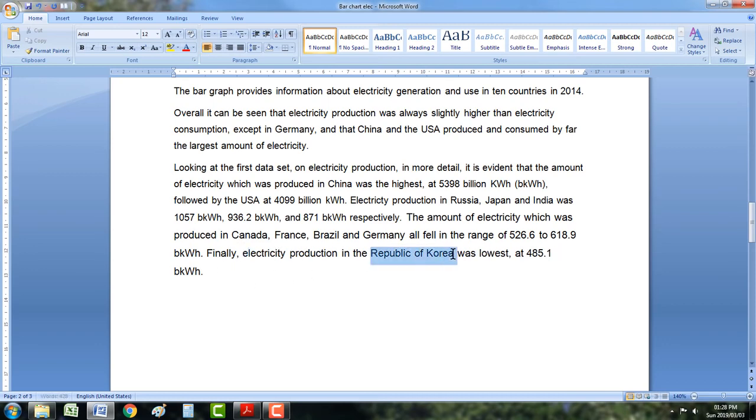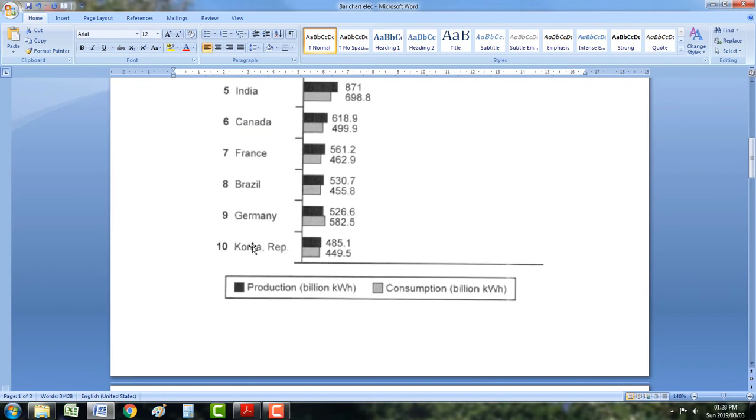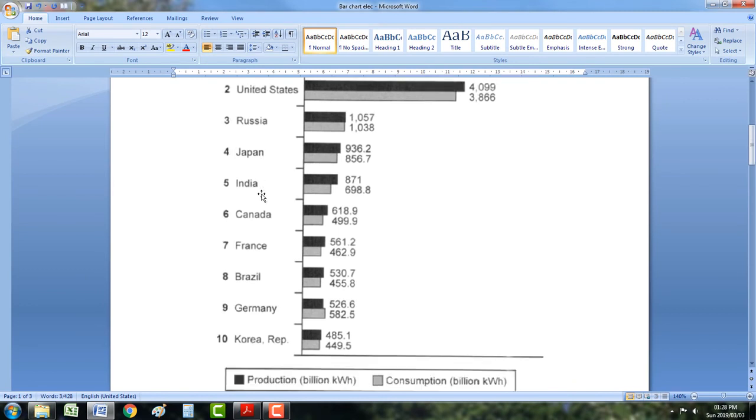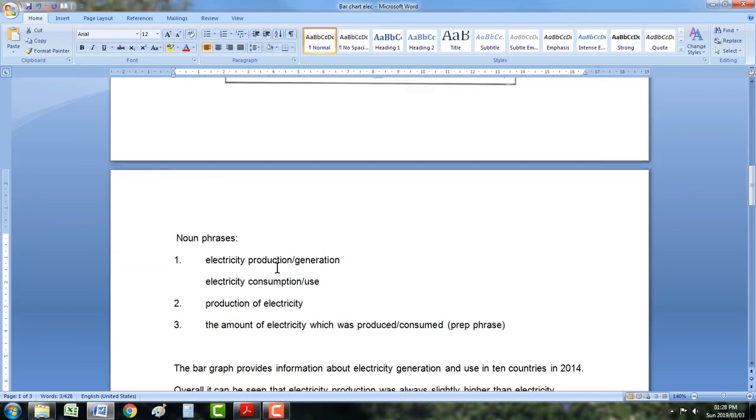Please notice I had to write it out. A lot of students, they just see this. This is a shortened version. It's for the table, it's for the chart. Don't write it like this. You must actually write Republic of Korea. For the USA, it's okay to write USA, or the United Kingdom, it's okay to write UK. But others, no, you must write them out.